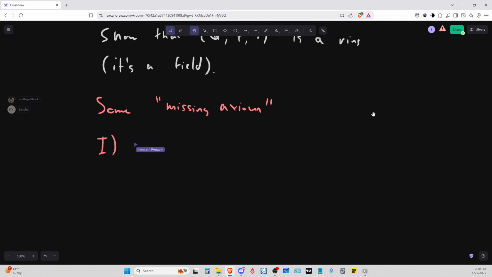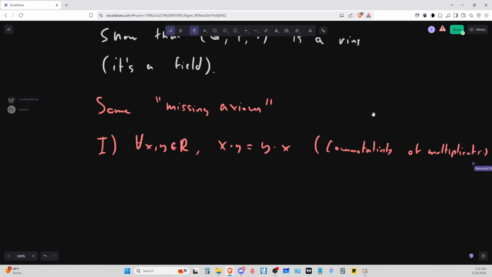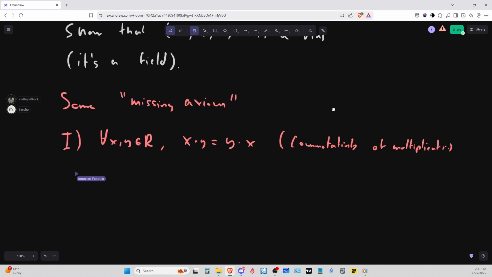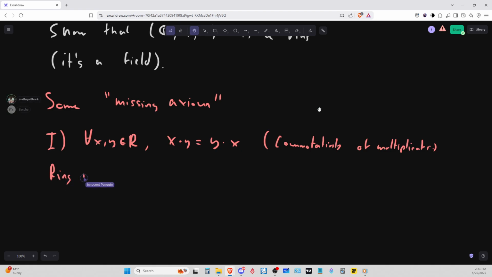So the first one is, if you look back to the beginning, we don't have that multiplication is commutative. So if I take two elements x, y inside of R, I don't usually have x times y equal to y times x. So this is called the commutativity of multiplication. And rings with that property, I should say, are called commutative.